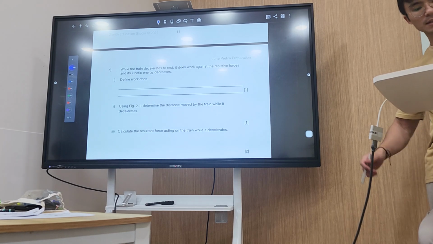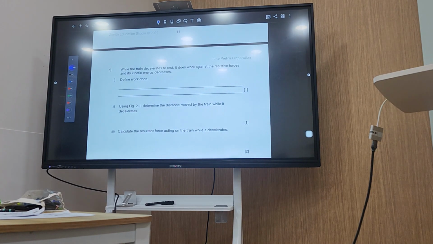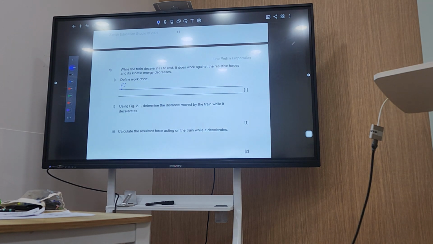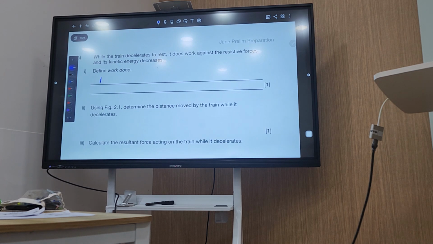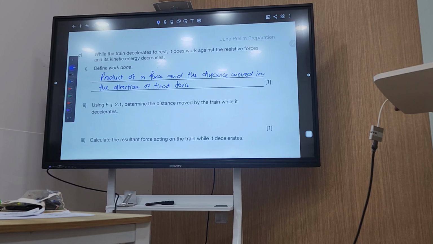While the train decelerates to rest, it does work against the resistive forces and KE decreases. Define work done. Let's do it properly, okay? The work done is the product of a force and the distance moved in the direction of that force. If you just say product of force times distance, you will get 0. I need this part.